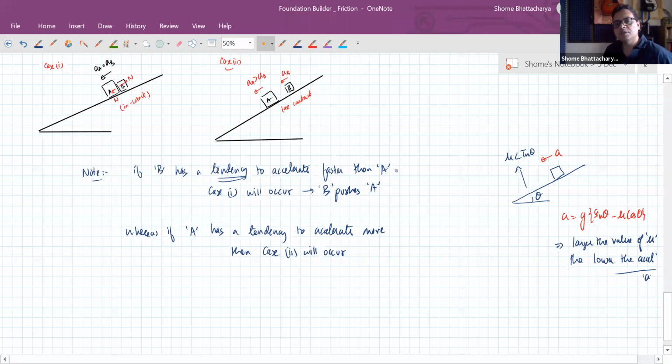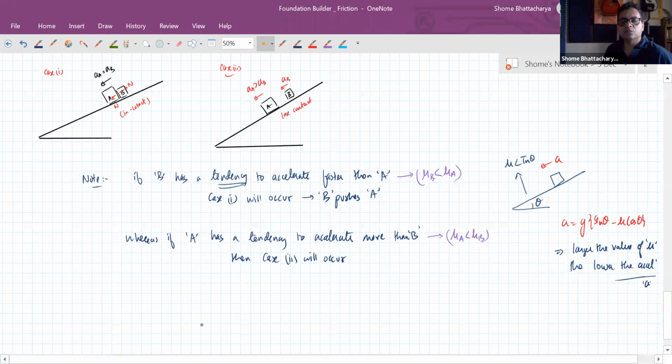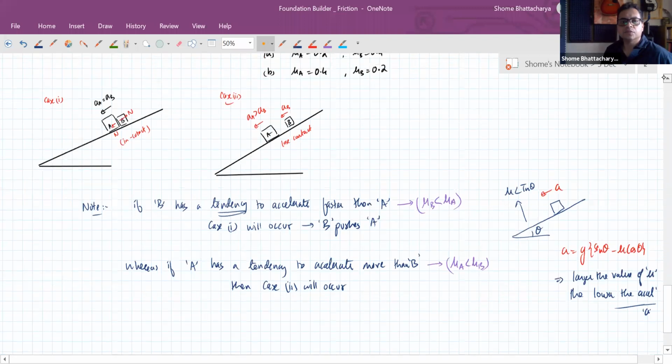Okay, so for this to happen, coefficient of friction of B should be less than coefficient of friction of A. Then only B will have a tendency to accelerate faster. Whereas if A has a tendency to accelerate more than B, then what should be the condition in terms of coefficient of friction? Coefficient of friction of A should be less than coefficient of friction of B. Okay, so now you can go back to the above part and understand which case is happening. So in the first case, in part A which I had given over there, let's just pick up those values.